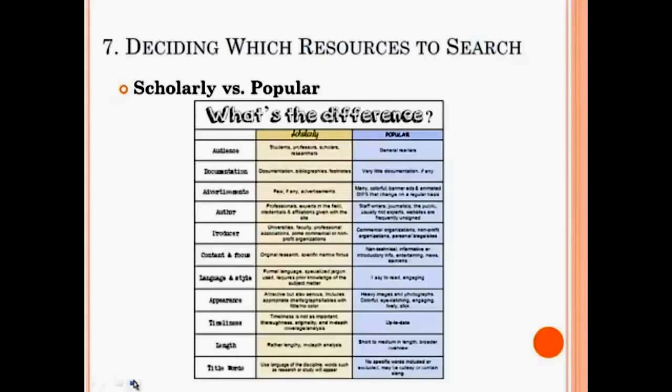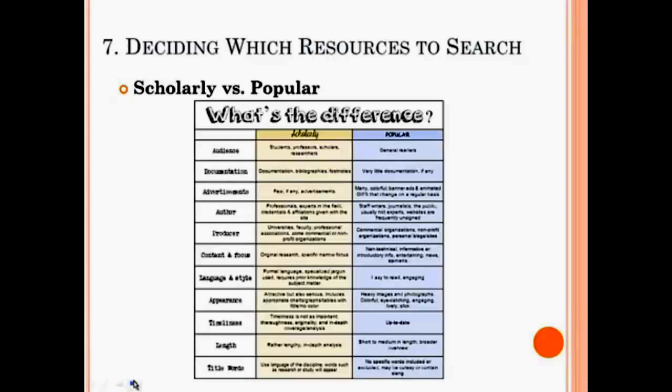Let's look at that first category there, scholarly versus popular. Scholarly resources are very important for academic work, especially when you're in college. Scholarly resources are what you really want to use. Scholarly information presents original research findings and has much more detail and a better understanding of the topic than a popular or general interest publication.